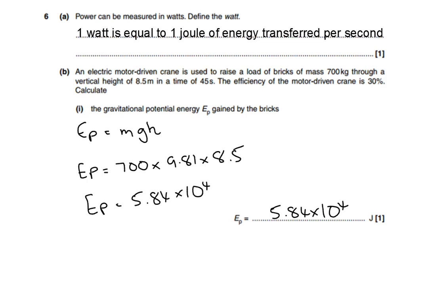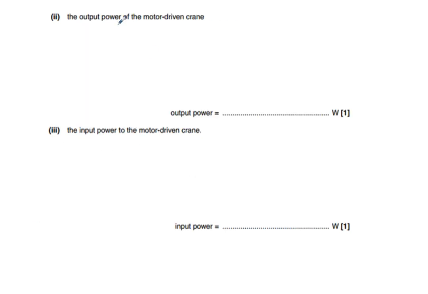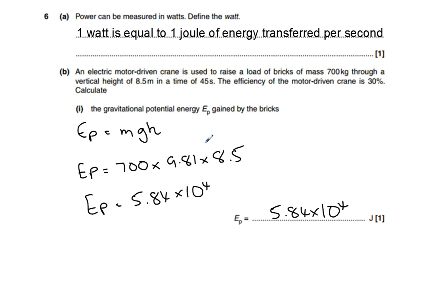Okay, so moving on to the next question. We've got to calculate now the output power of this motor-driven crane. Well, if we just write the equation for power, power equals energy divided by time. We know that because the units that we use for power are watts, which is joules per second, so energy divided by time. We just need to work out the energy, which we've already got.